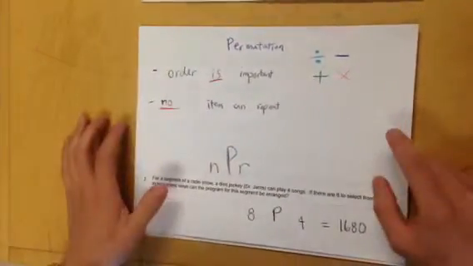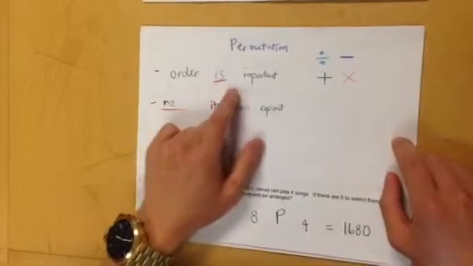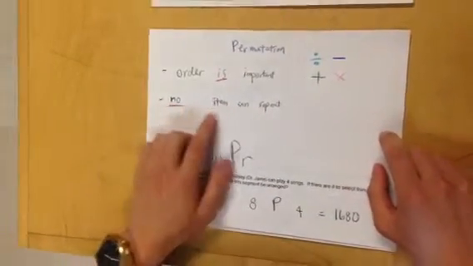First, we talk about the permutation. For permutation, order is important, but no item can repeat.